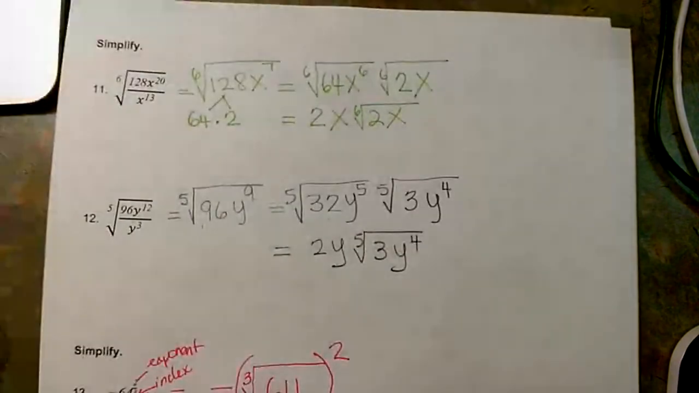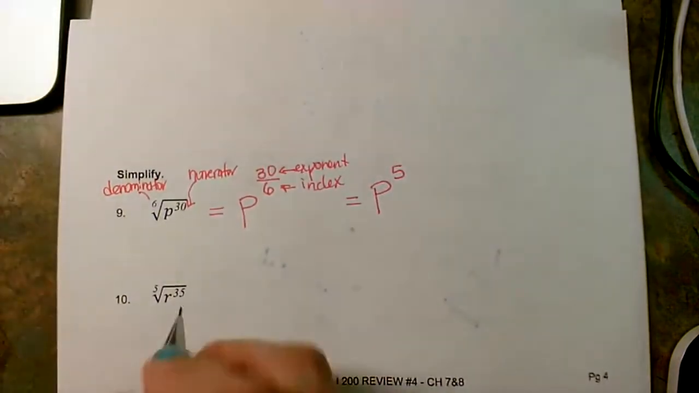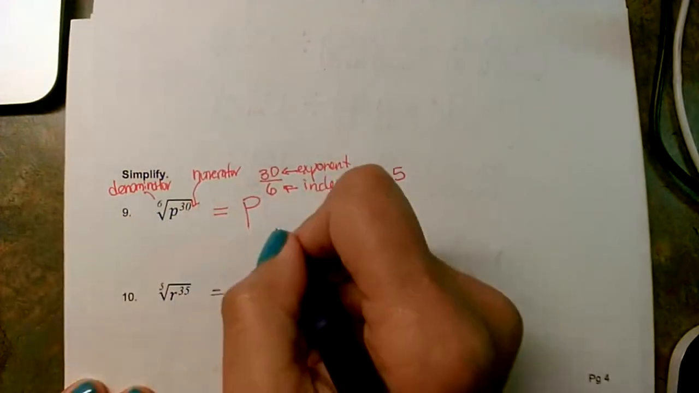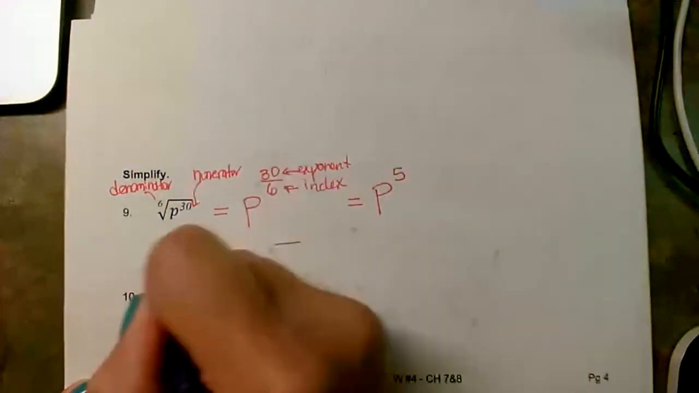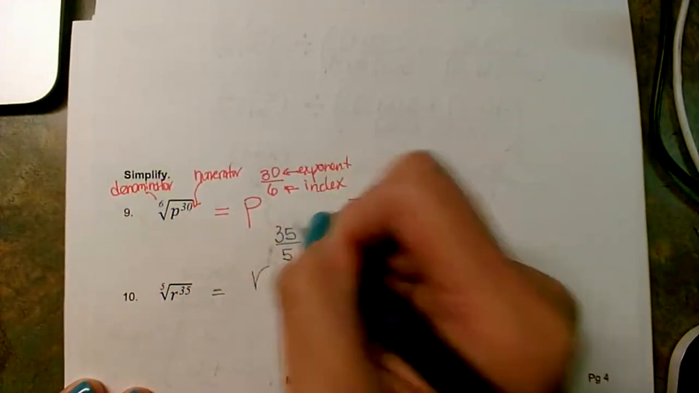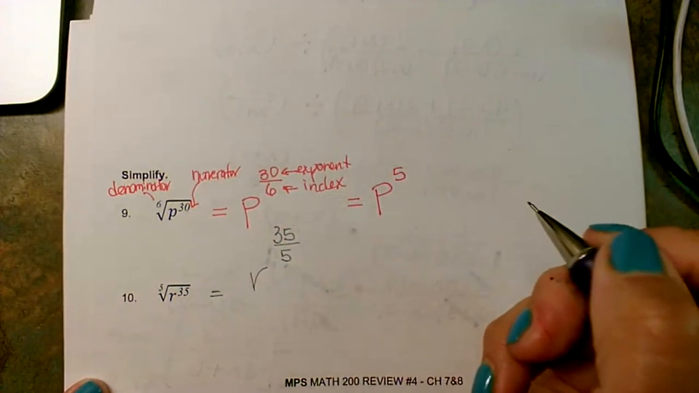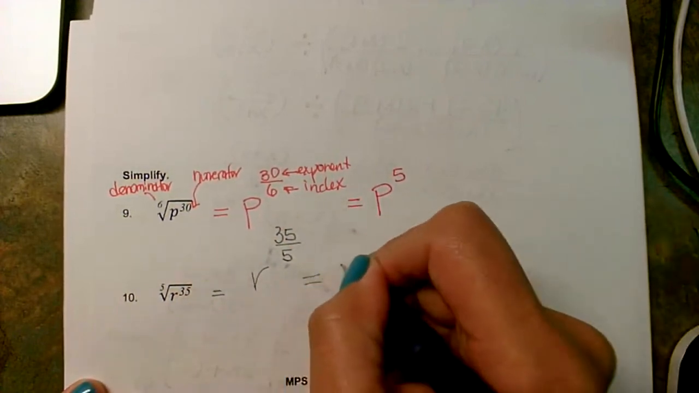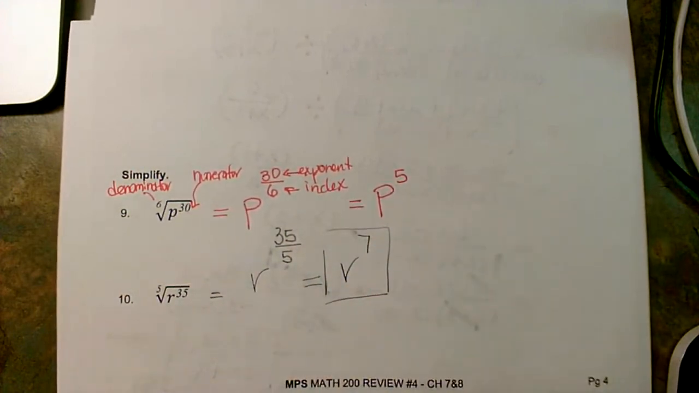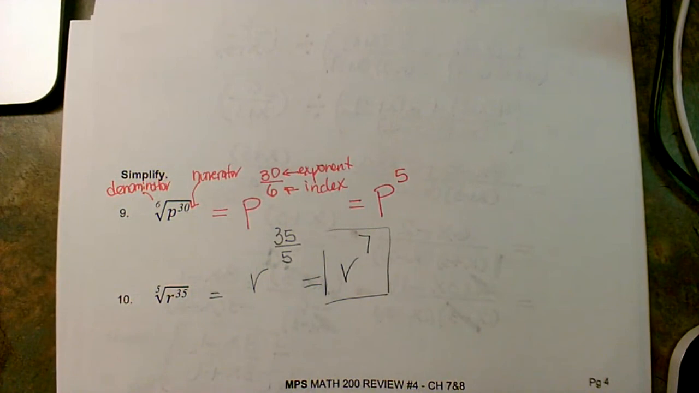Now, let's do 10. So it's R. What did we say? The index is the denominator, and the 35 is the exponent. Okay, index is the denominator, don't forget that.